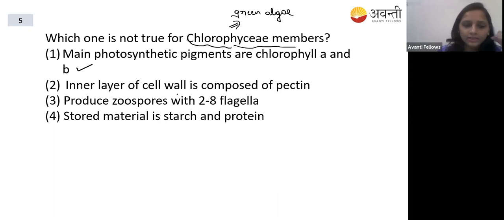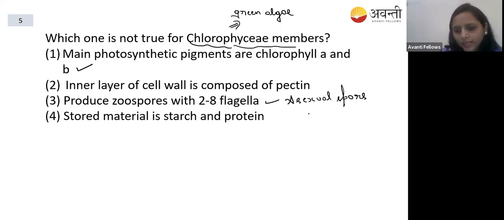Then coming to the third: they produce zoospores with 2 to 8 flagella. Yes, guys, it produces asexual spores. These asexual spores have flagella, so we call them zoospores. The flagella may vary from 2 to 8 in number, so that is a correct answer. Store the material as starch and protein.